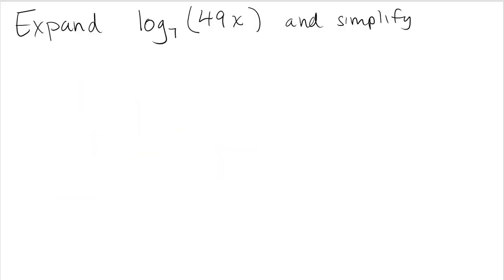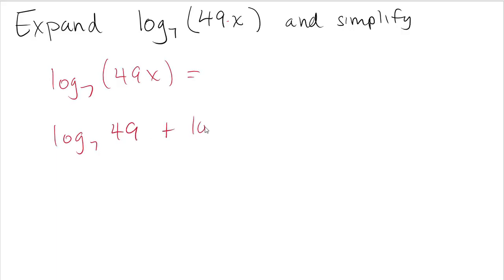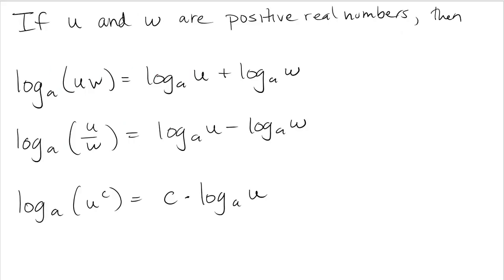Let's try another example. This says expand log base 7 of 49x and simplify. Well, 49x has implied multiplication right here. So log base 7 of 49x is log base 7 of 49 plus log base 7 of x. That's our first rule in action, rewriting the logarithm of a product as the sum of two logarithms.